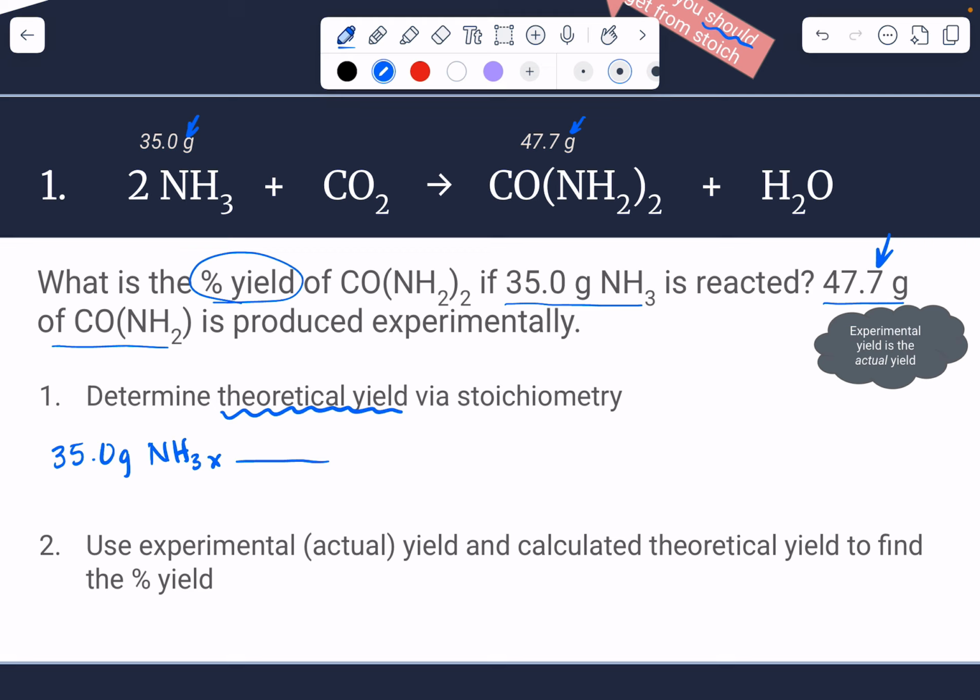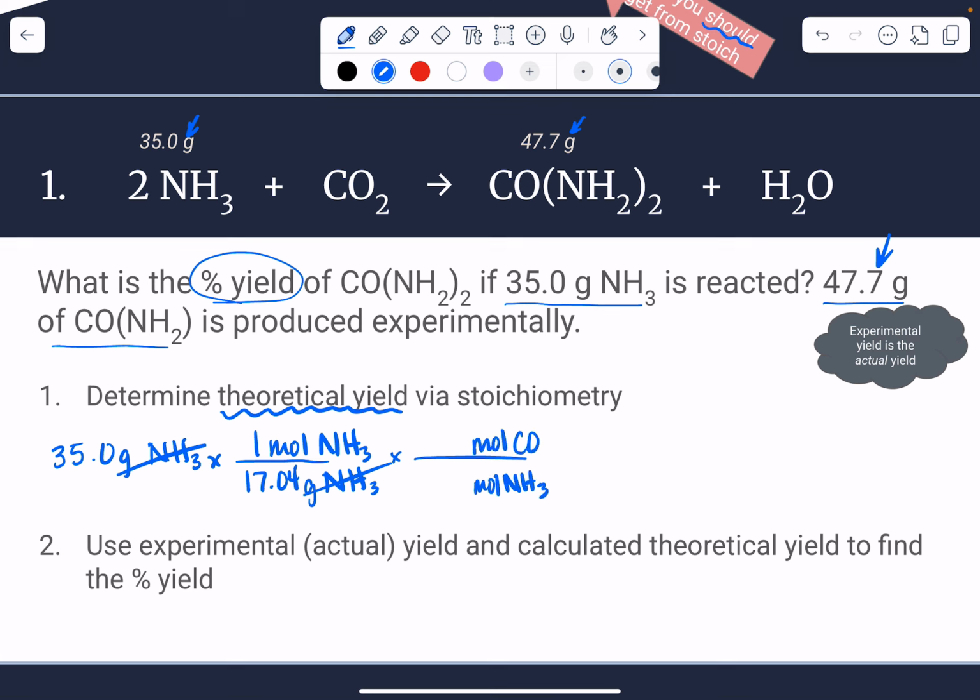So you're going to add up your molar mass to go from grams of NH3 into moles of NH3, and when you add up that nitrogen and those three hydrogens, you should get 17.04 grams. And that will cross out. Then you're going to use your mole ratio based on your balanced equation, going from moles of NH3 into moles of your product. And our mole ratio here is going to be a 1:2 ratio.